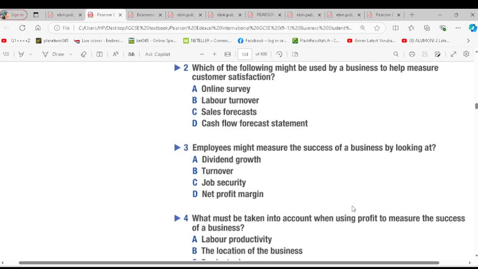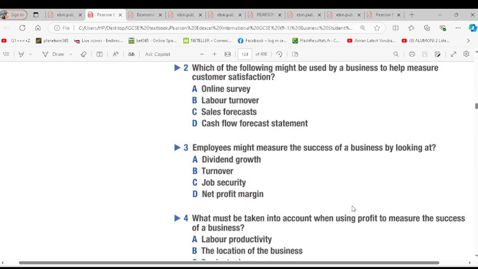Question 2. Which of the following might be used by a business to help measure customer satisfaction? We have online surveys, labor turnover. Labor turnover is the extent to which workers leave the job within a year. We have sales forecasts, cash flow forecast statement.